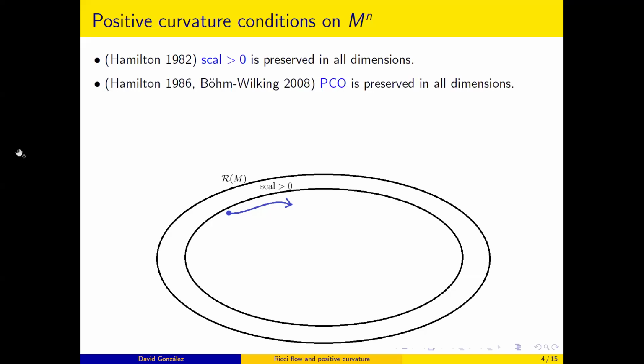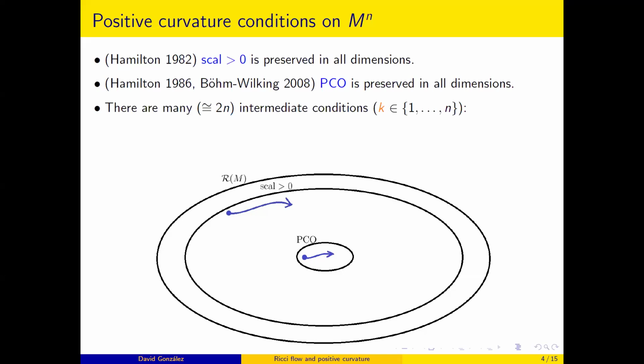And now there is this much stronger condition called positive curvature operator. So the smallest eigenvalue of the curvature operator is positive. Then Bohm and Wilking proved that this is preserved in all dimensions. So if you see the picture, this is a very small set of metrics, which is empty for most manifolds. And if you run the flow of a metric at this blue point, then you stay inside this set. You don't get out of it.